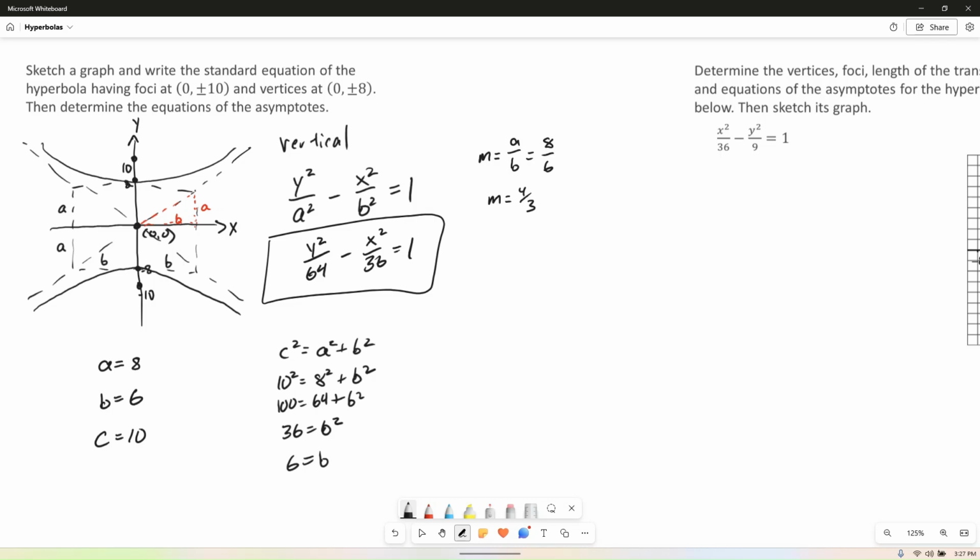I want to actually write the equation of the lines, though. So remember, the equation of the line is y equals mx plus b. And because they both go through the origin, the b value is going to be 0. So the equation for my asymptotes is going to be y equals plus or minus 4/3 x.